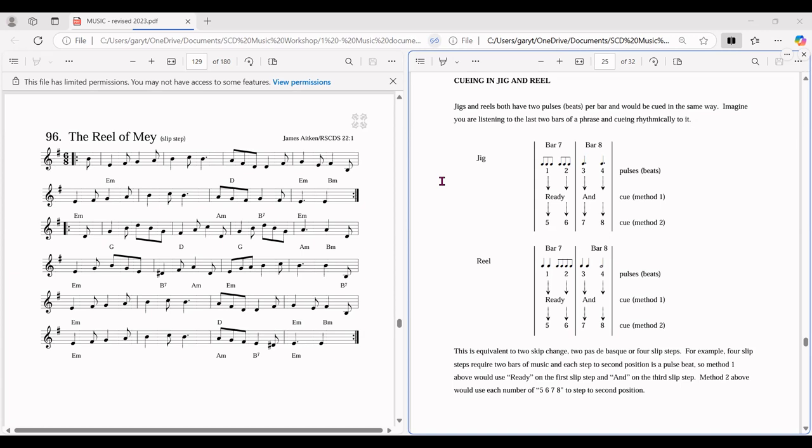I have taught places where the musicians don't mind, but the examiners do. We'll move on from that subject.